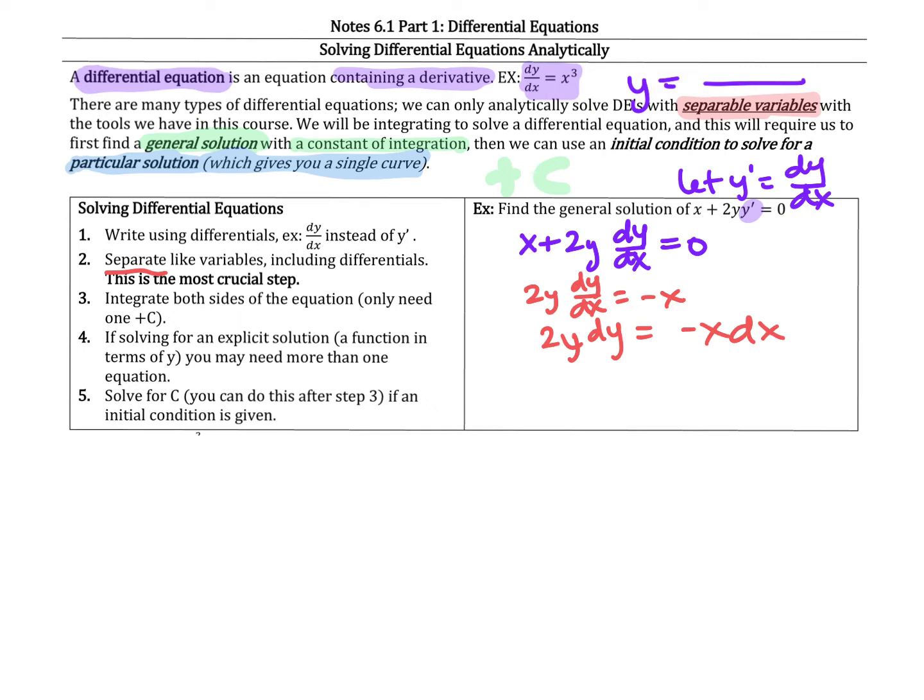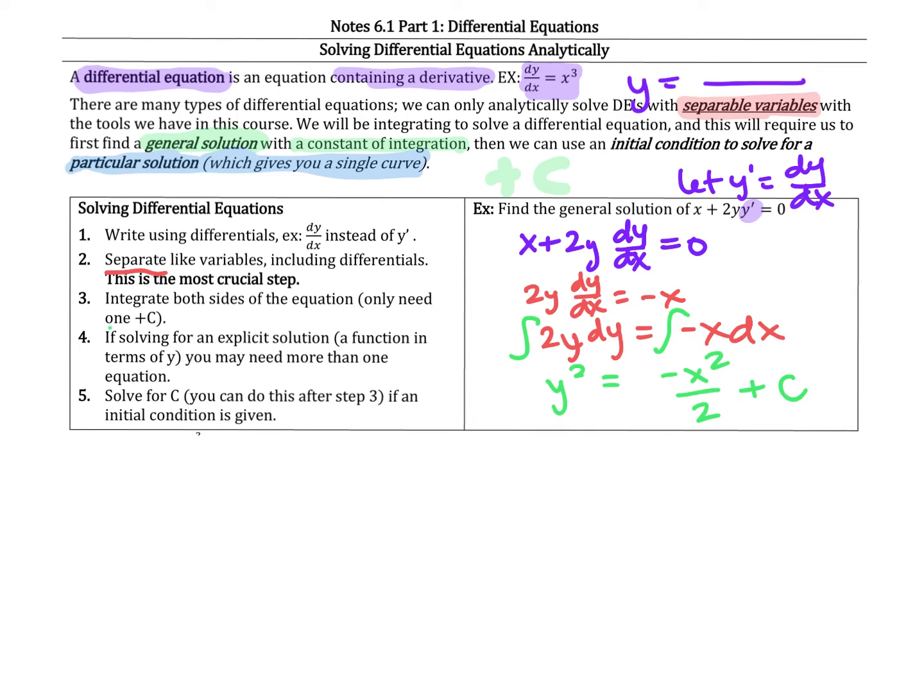Now here's why. To get rid of a dy or a dx, we need to integrate both sides. And since I have separated my dy and dx, I can integrate the left side that has all the y stuff with respect to y. And I can integrate the right side, which has all the x stuff, with respect to x, because the right side says dx and the left side says dy. So if I integrate this, on the left side, I'm going to get y squared. And on the right side, I'm going to get negative 1/2 x squared, or negative x squared over 2, plus c.